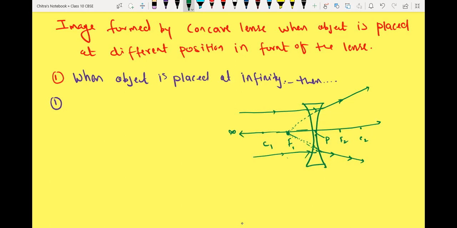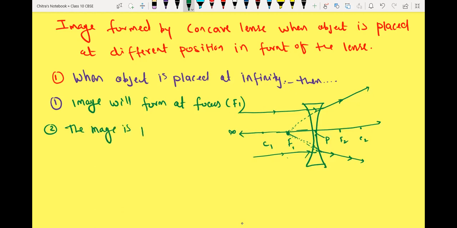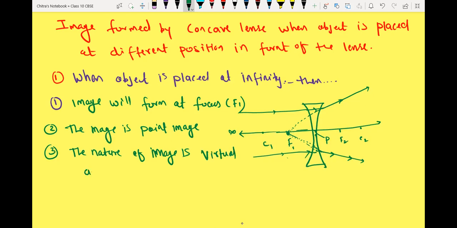So let's discuss the points here. Number 1: if an object is placed at infinite distance, then the image will form at the focus, meaning on F1. Number 2: the image is a point image. A point image is very small. Number 3: the nature of the image is virtual and erect. That's all. So this is the first condition for the concave lens.